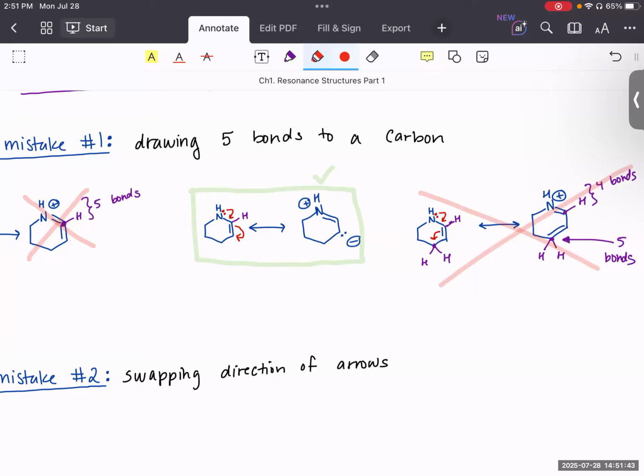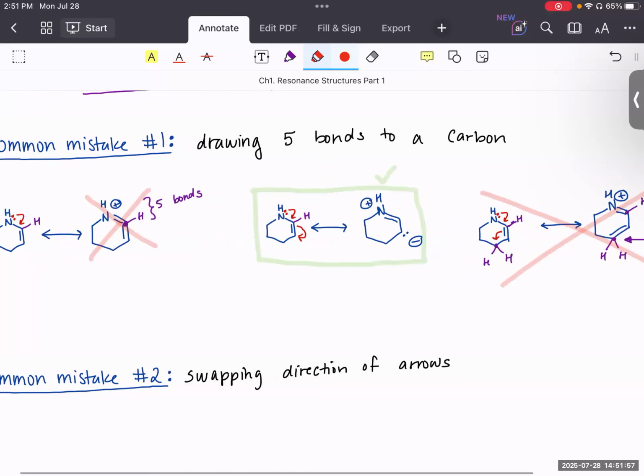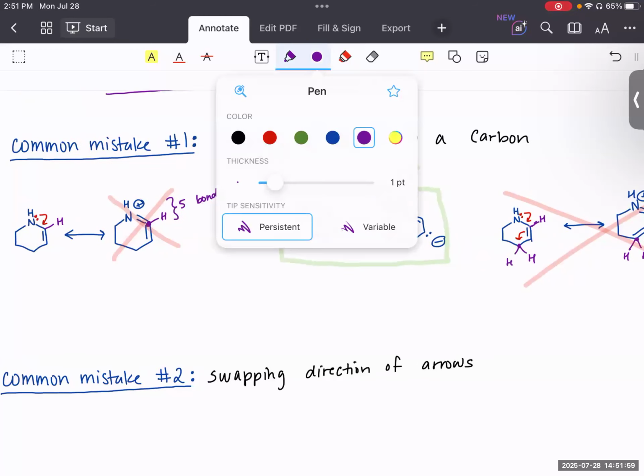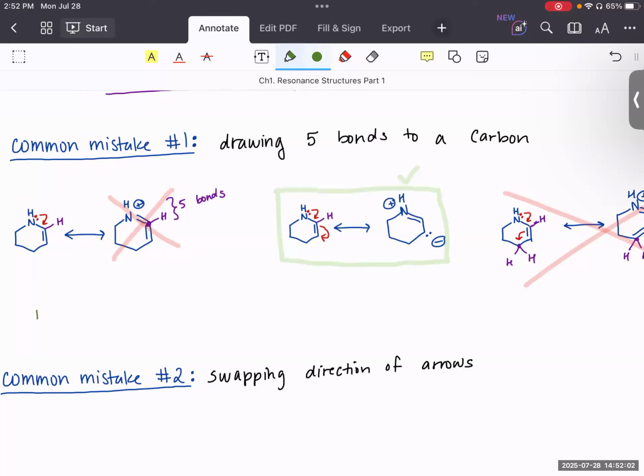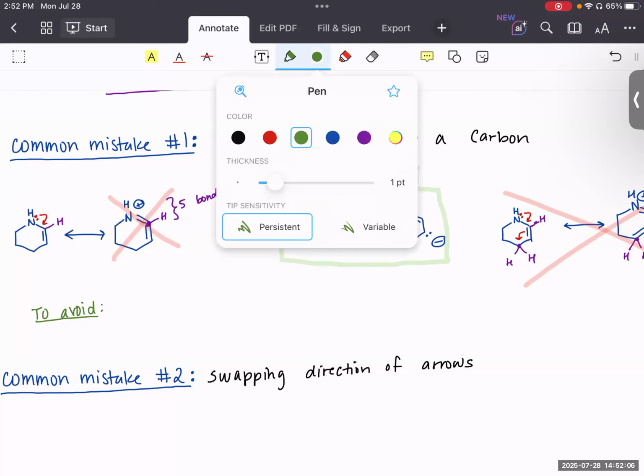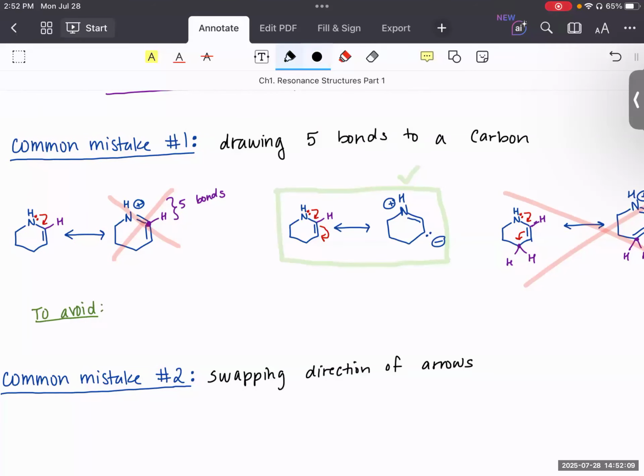And so whenever we're moving electrons around, we have to make sure that we're not accidentally creating 5 bonds, especially to a carbon, because a lot of times those hydrogens are omitted in the initial structure. And so you have to make sure that you're not accidentally making 5 bonds. And to avoid this, my biggest recommendation is to draw in all the hydrogens immediately. So draw in all hydrogens and keep track of them throughout the resonance structures.